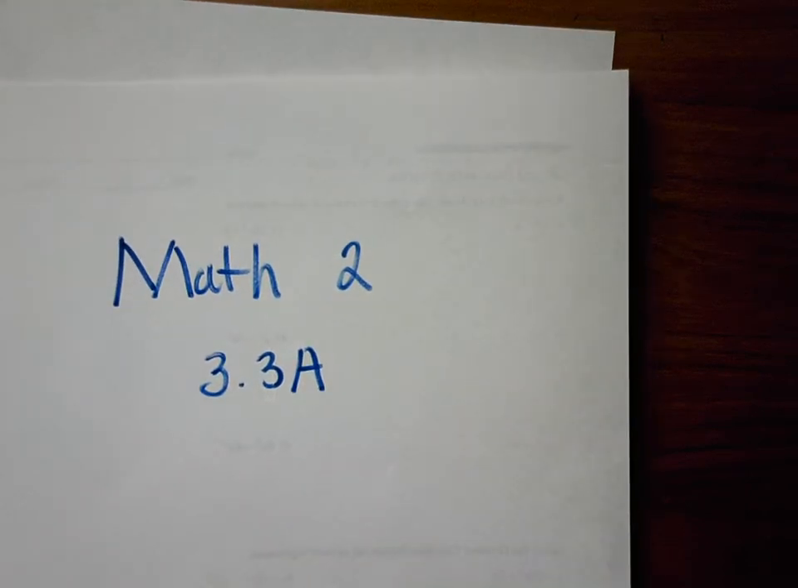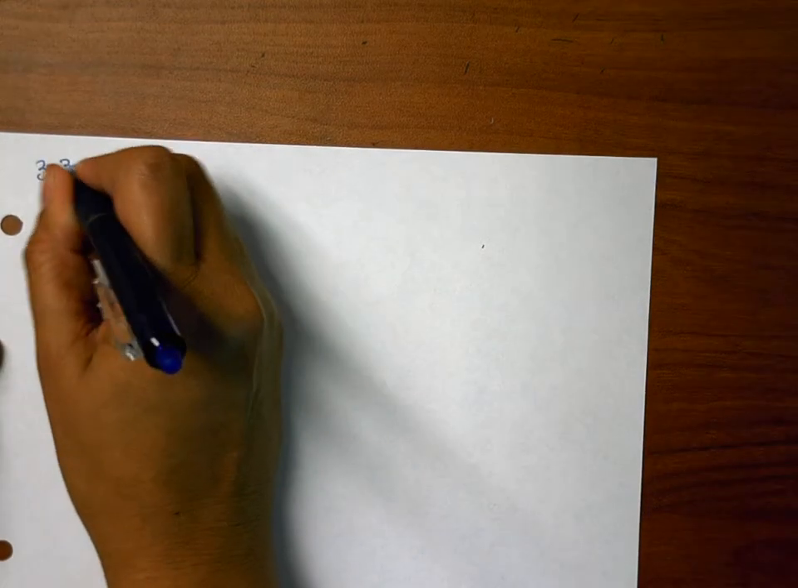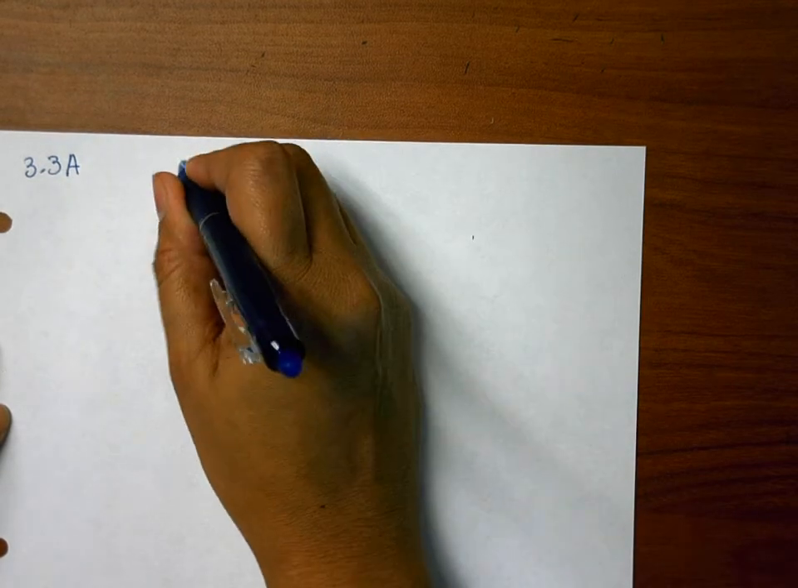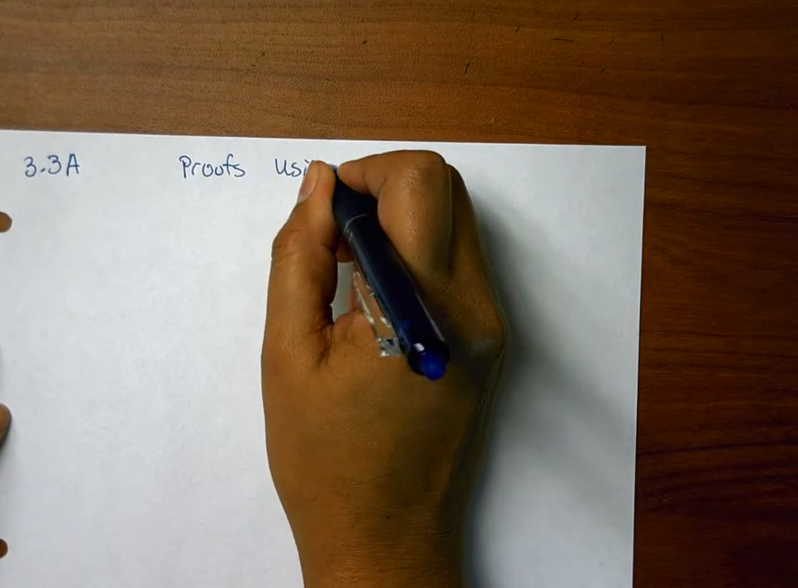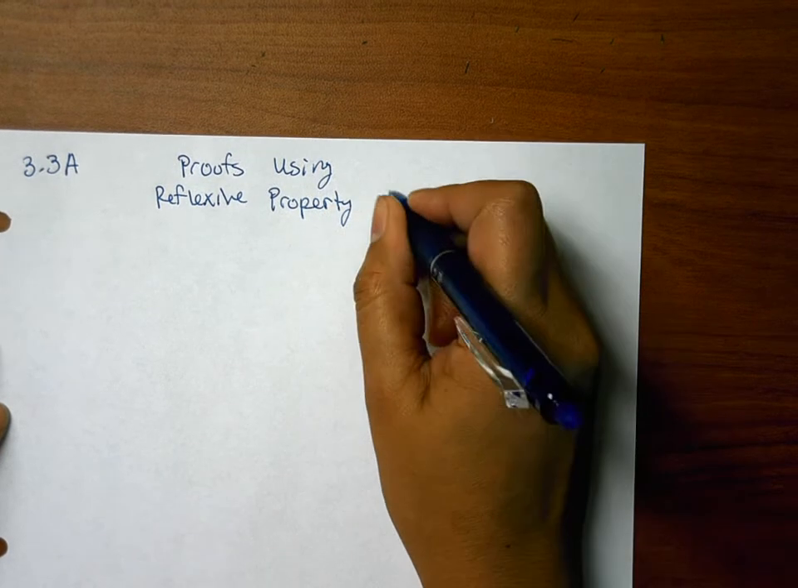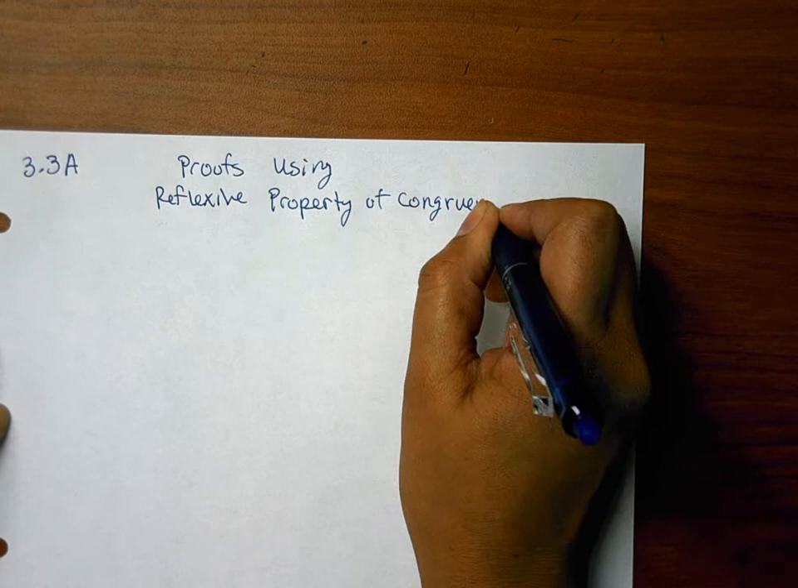This is Math 2, Unit 3, Lesson 3A, Notes. It's going to be titled Proofs Using Reflexive Property of Congruence.